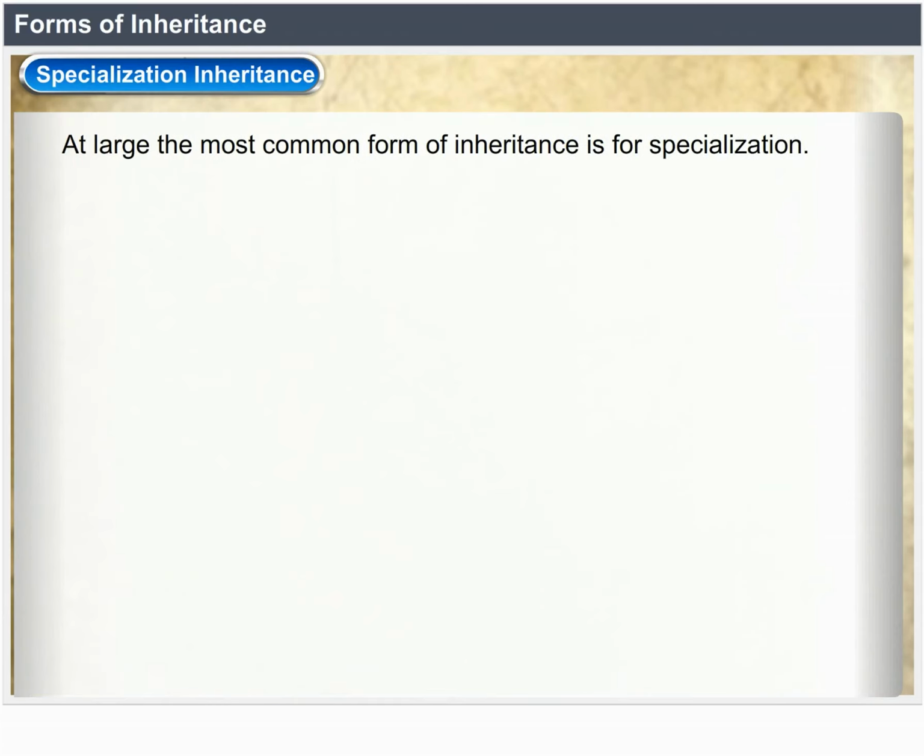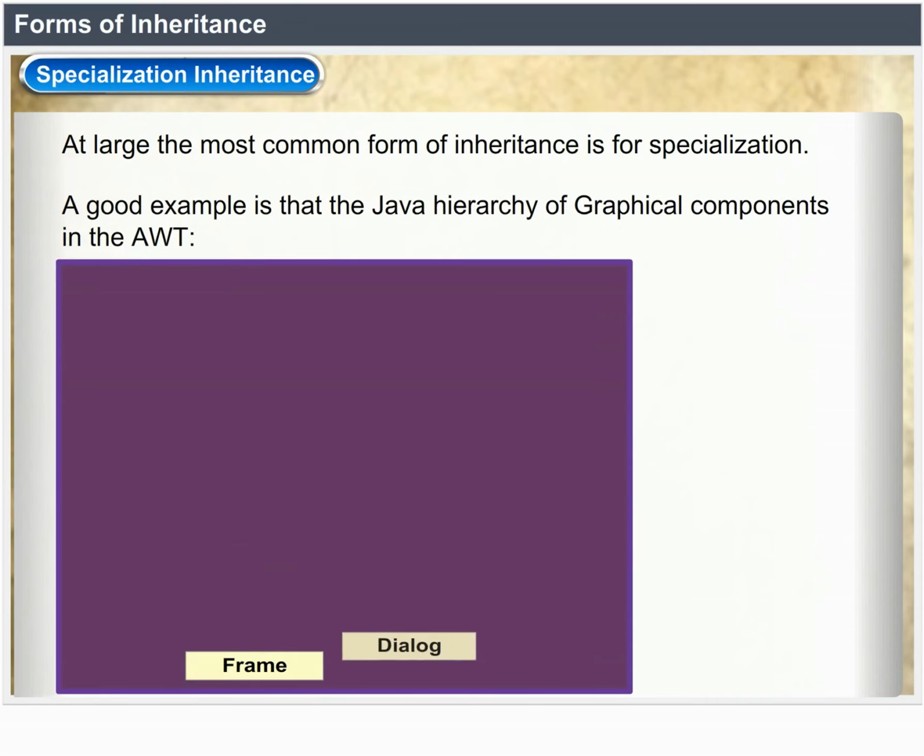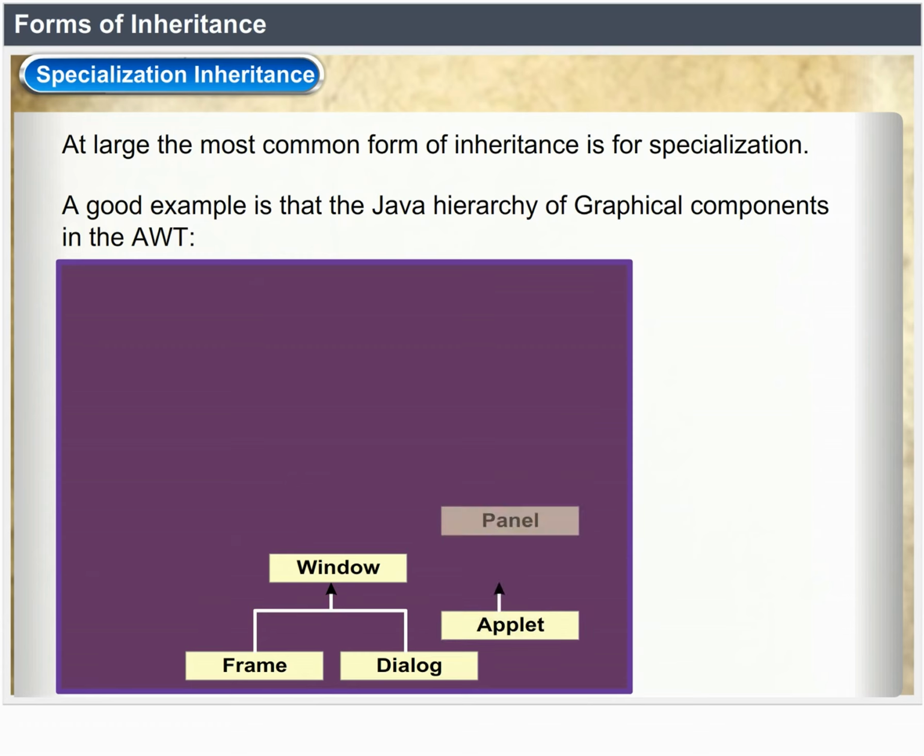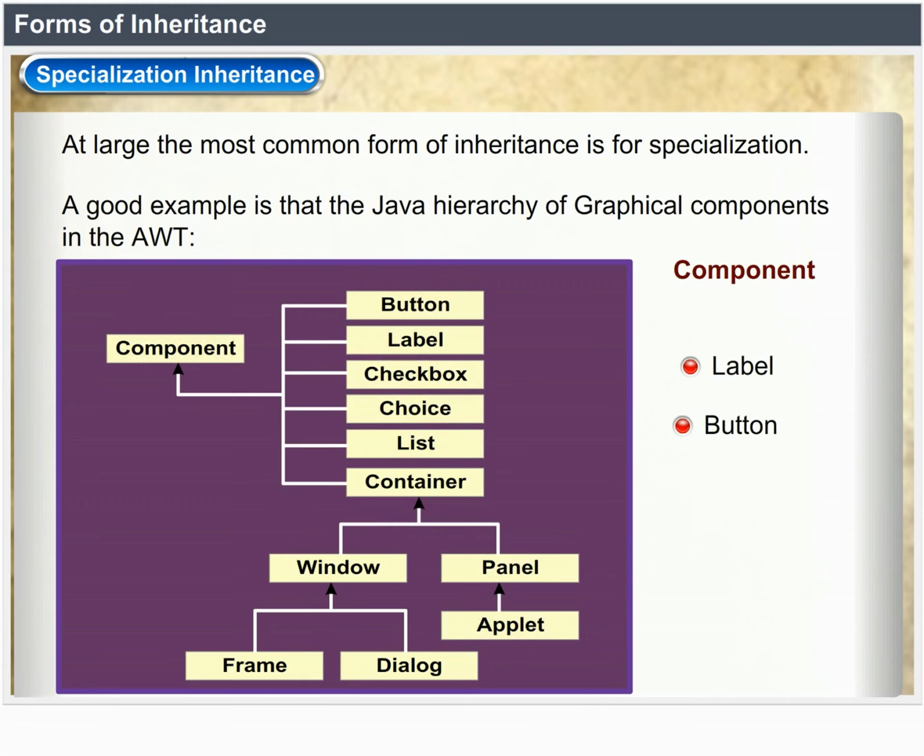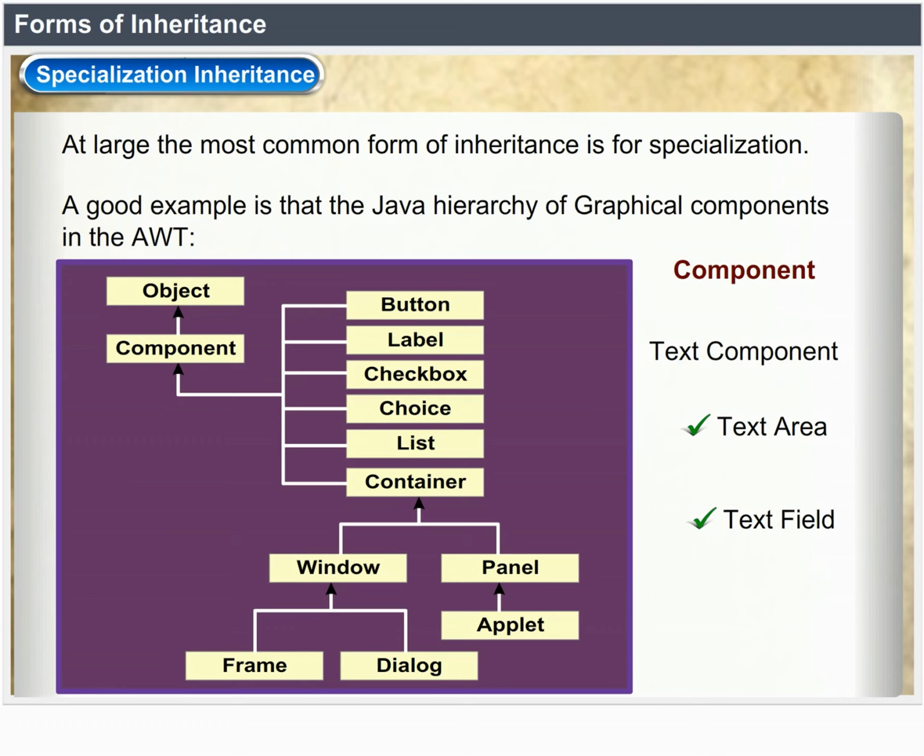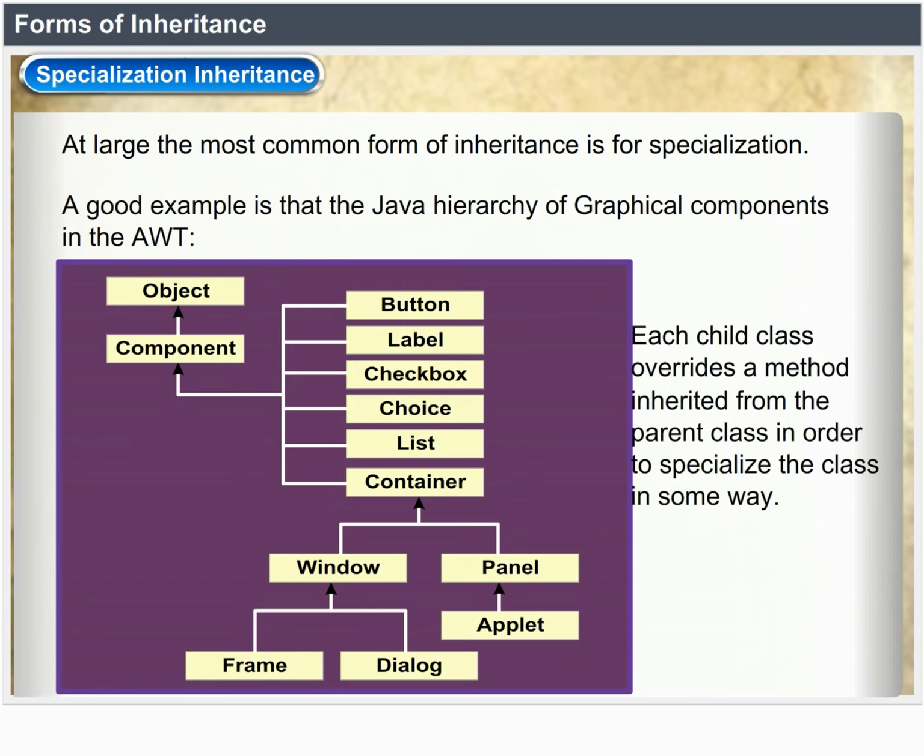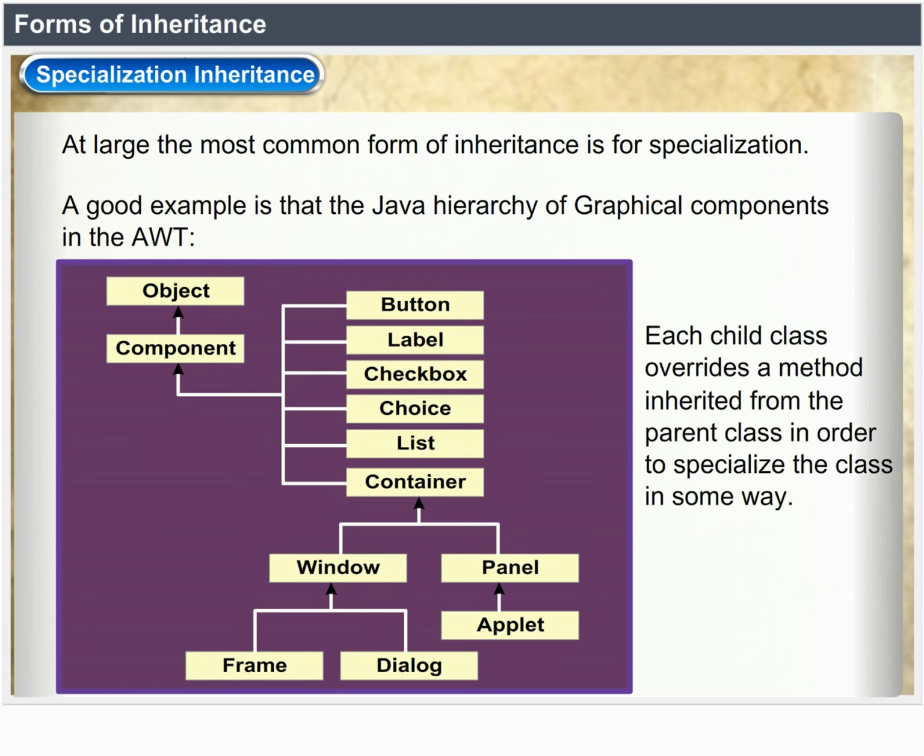Specialization inheritance. By far, the most common form of inheritance is for specialization. A good example is the Java hierarchy of graphical components in the Abstract Window Toolkit: Component, Label, Button, and TextComponent, which has two types, TextArea and TextField, Checkbox, and Scrollbar. Each child class overrides a method inherited from the parent class in order to specialize the class in some way.